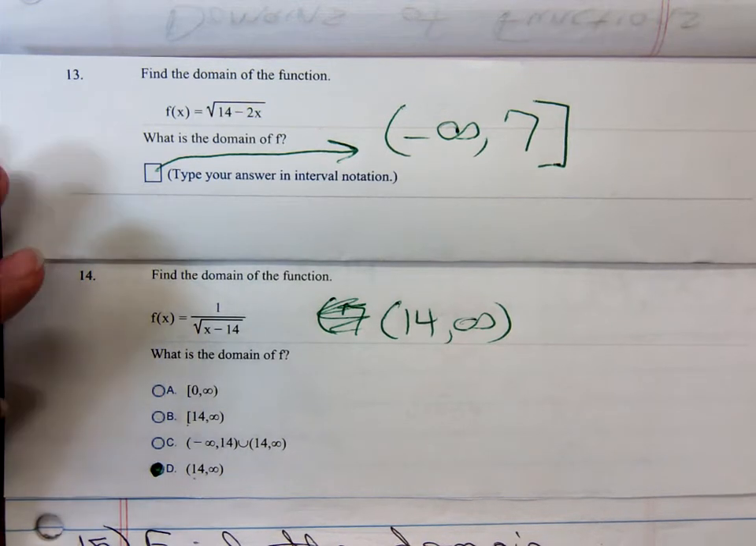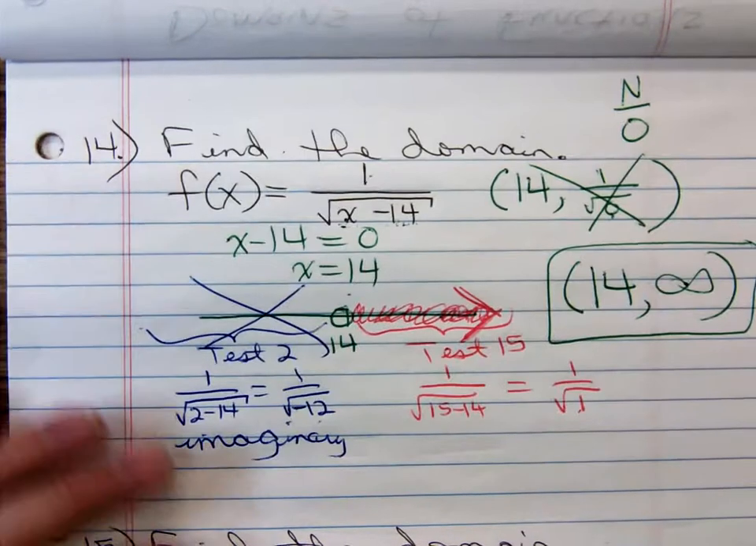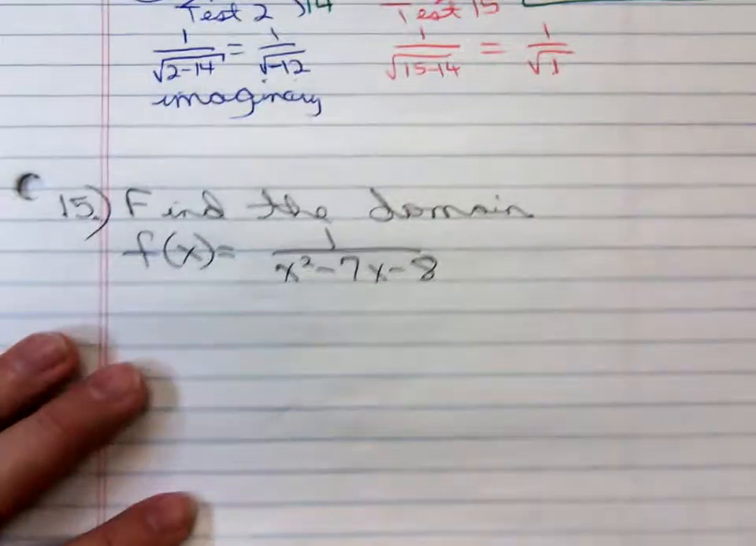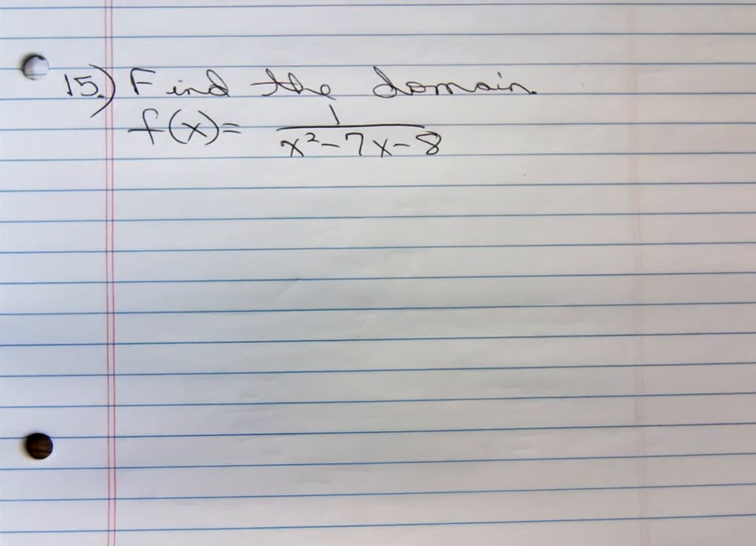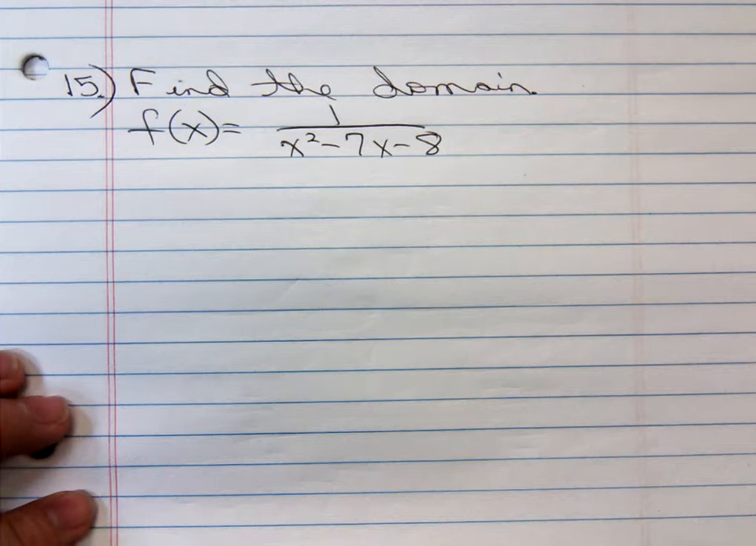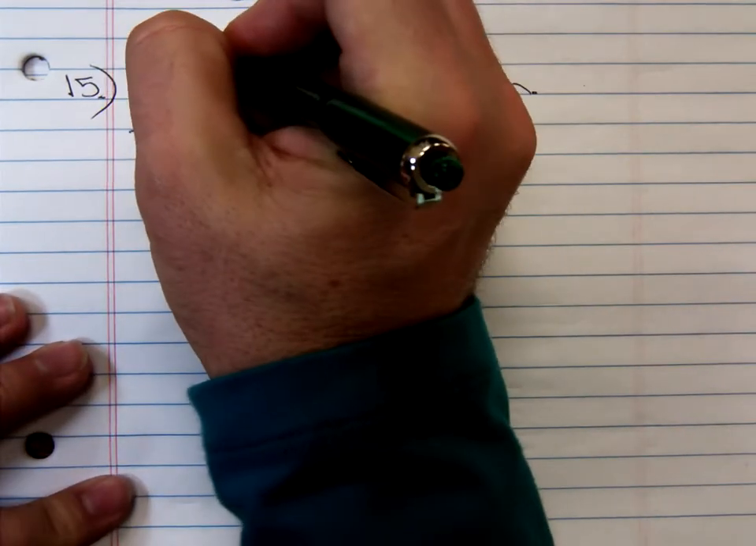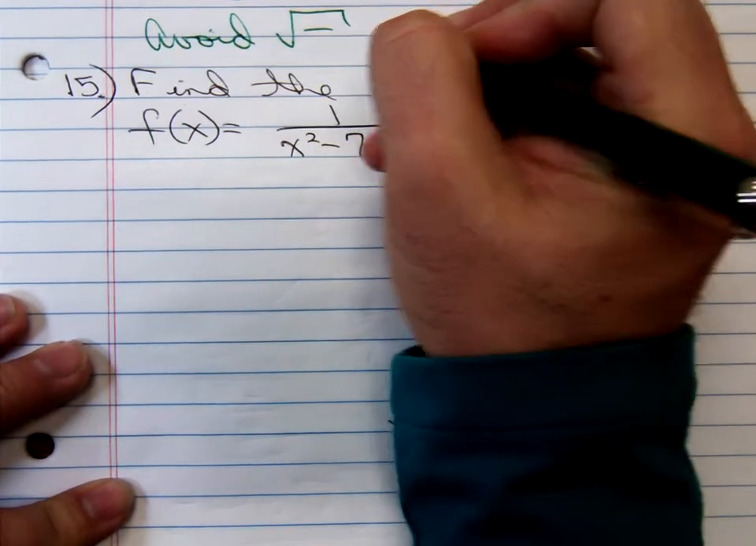One more, number 15. Find the domain. Will this function produce imaginary numbers? No, it's not going to produce imaginary numbers. Will it produce undefined results? Remember the things we want to avoid: square roots of negatives and undefined results. And yes, it's going to produce denominators of 0.